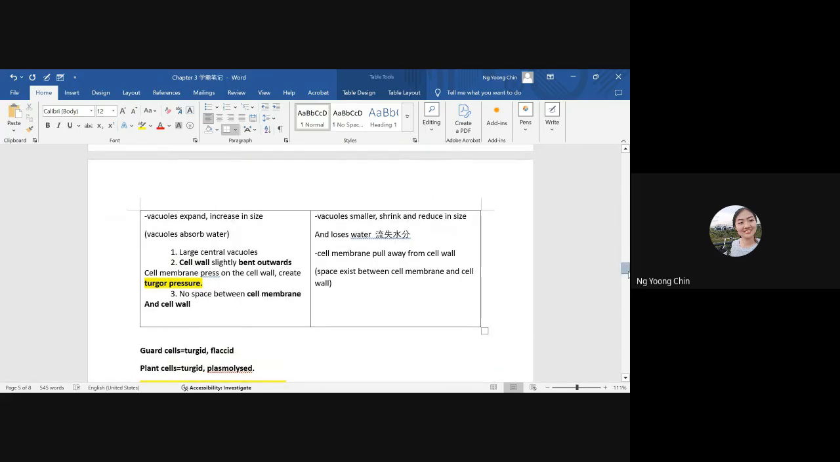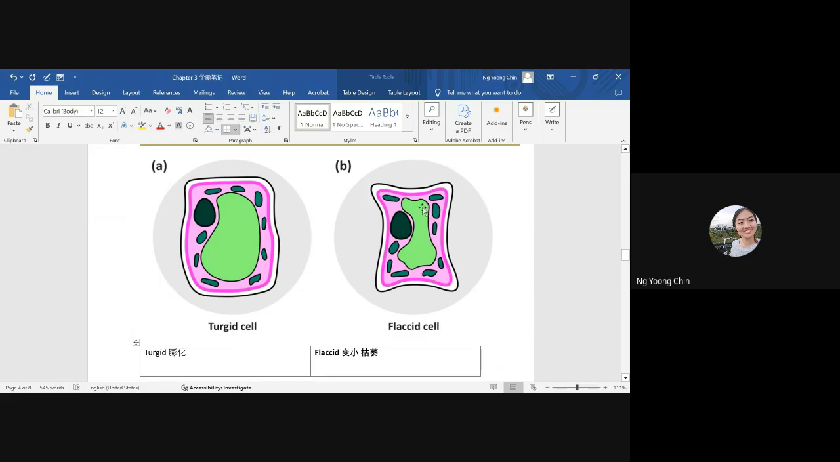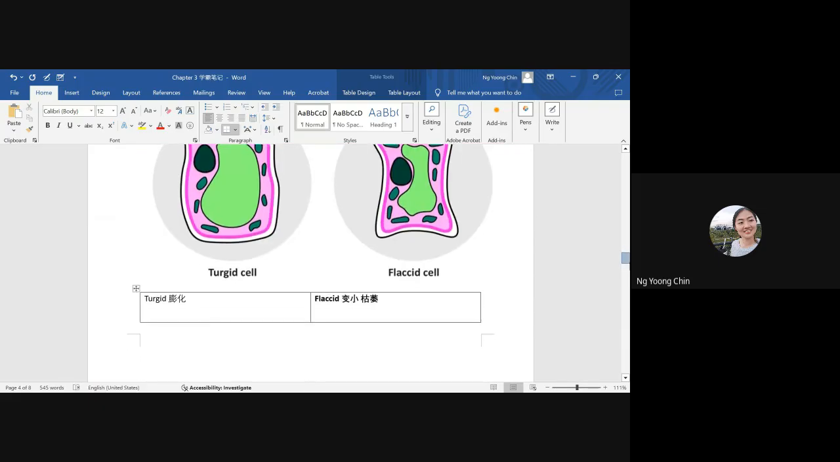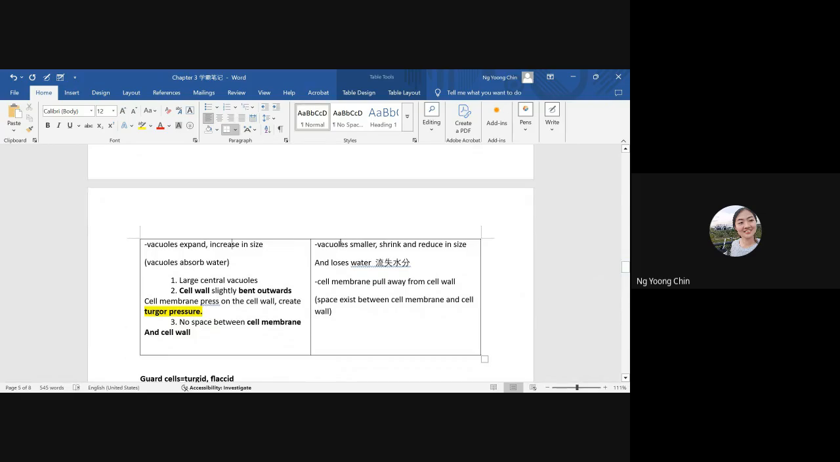Then how about the flaccid cell? In the flaccid cell, you can see the vacuole is shrinking inside. The vacuole becomes smaller, shrinks and reduces in size. This is because the vacuole lost water. They lose their water, so this causes the cell membrane to pull away from the cell wall. So there's no turgor pressure. Reduced turgor pressure.